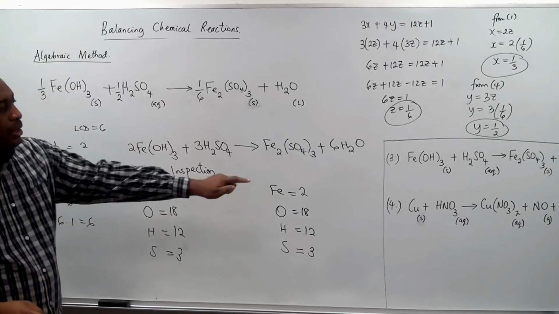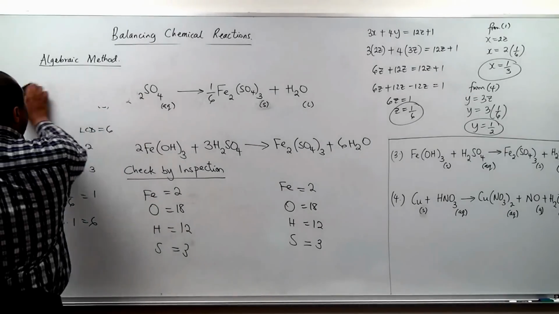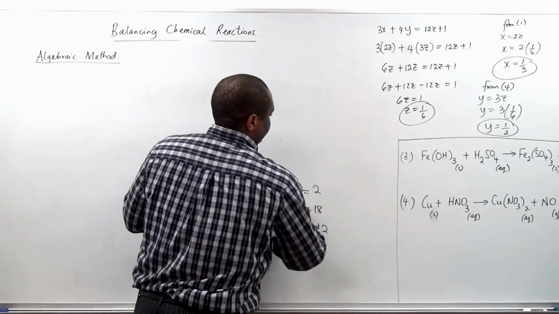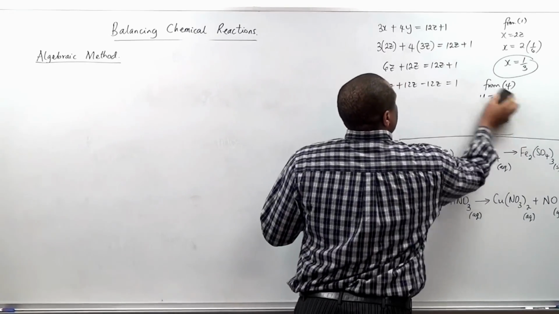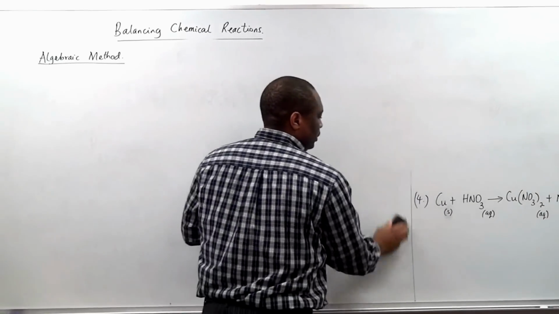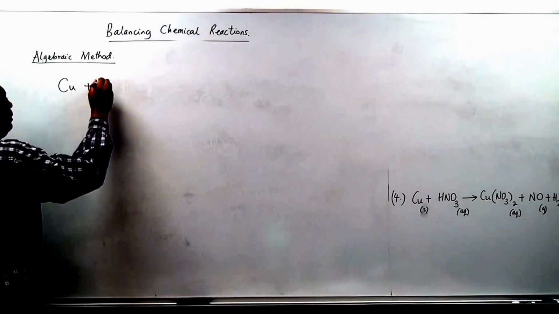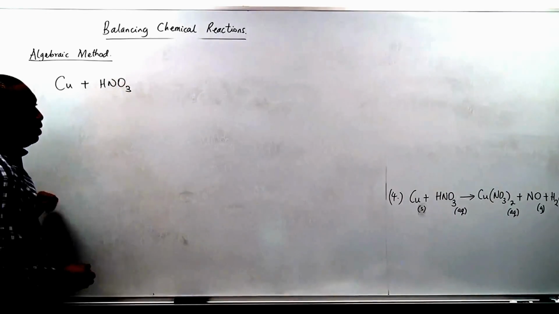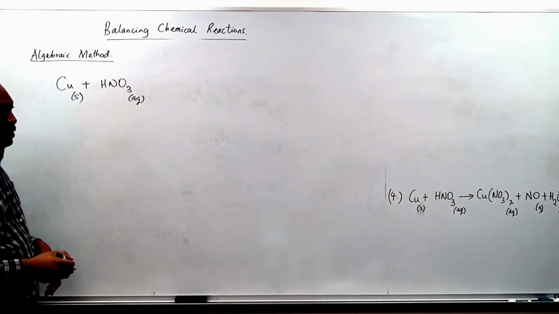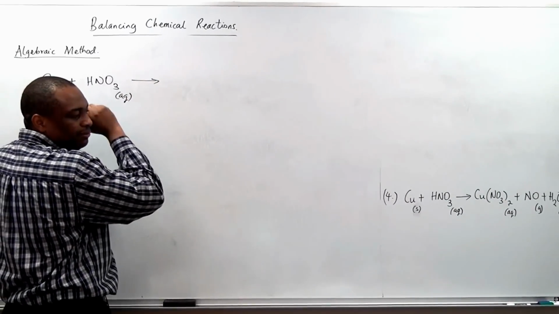Alright, let's do the one that has 3 products, and then we'll call it a day. And I will just erase this as well. So the last one, we have copper reacting with nitric acid. Nitric acid is the old name. Solid copper plus aqueous nitric acid, which is trioxonitrate 5 acid, or hydrogen nitrate.